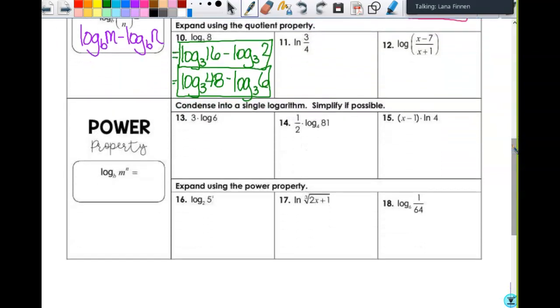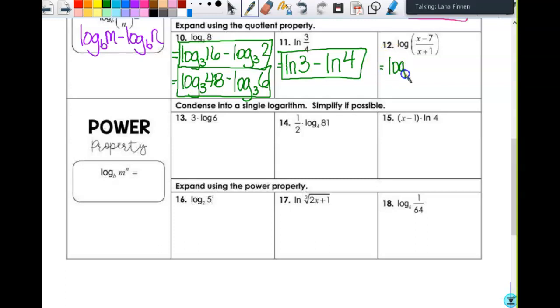All right, so now we're going to expand this one. And there's options here as well, but we may as well not make it more complicated than it needs to be, right? So I can just do the natural log of 3 minus the natural log of 4. Everybody okay with that? Does 12 look like it's pretty simple to split up as well? Yep, so we'll just go ahead and do that one together.